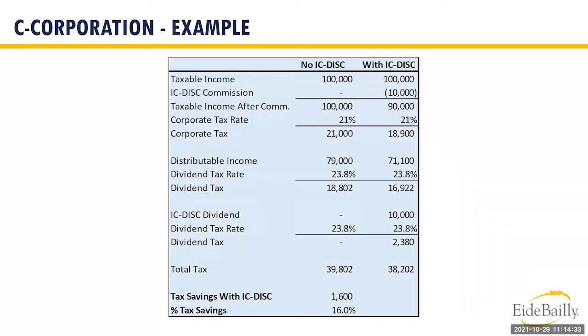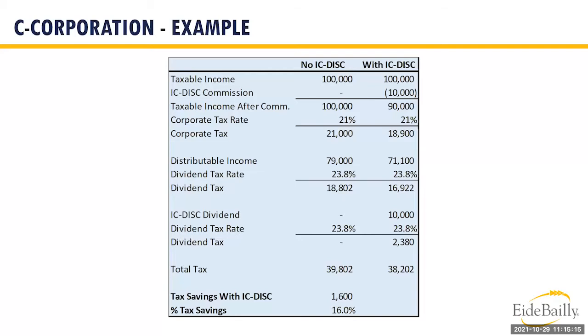Again, we'll assume a $10,000 commission, so that gives us 90,000 taxable income, or 18,900 of tax at 21%. We have 16,922 of tax on the dividend of the net profits out of the corporation. And then the shareholder also has to pick up the 10,000 IC-DISC commission as a dividend. So 2,380 would be the tax on the IC-DISC dividend. So total tax would be 38,202, which is a $1,600 savings over not having an IC-DISC in the structure.